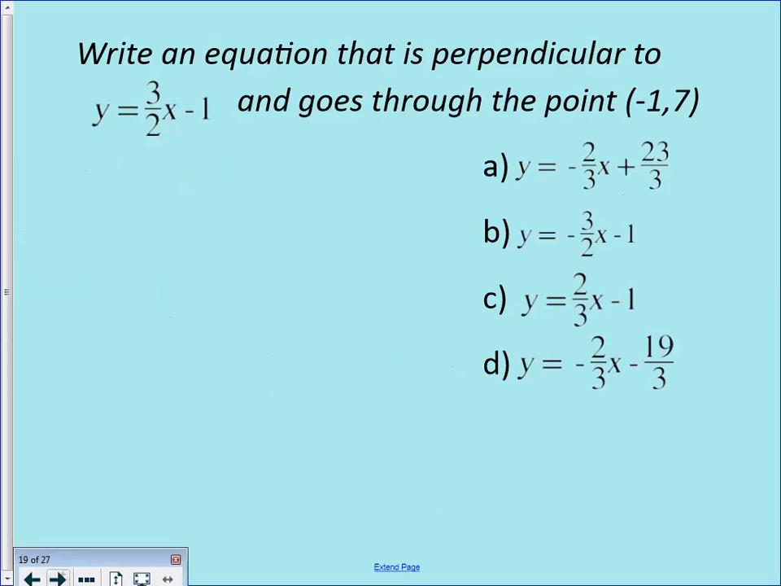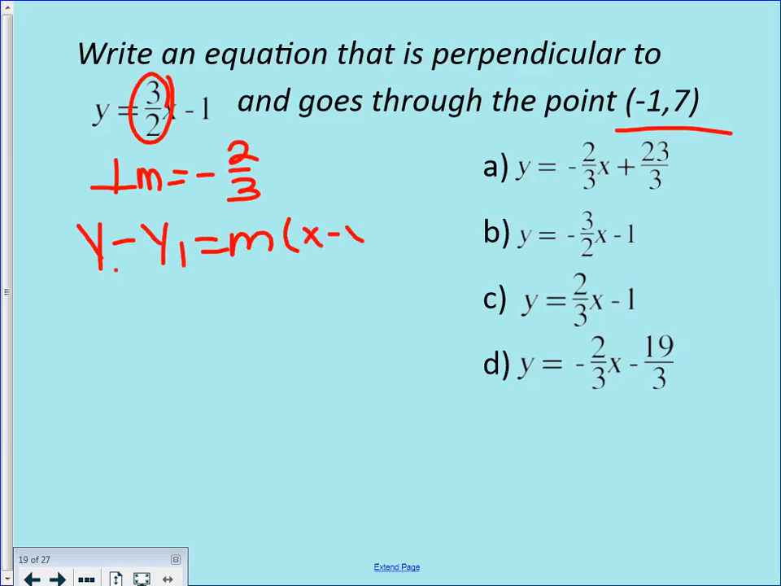All right, so just like Friday, sometimes you're going to be asked to write equations that are perpendicular to another equation and go through a point. Same thing as Friday. Identify your slope, but in this case, I have to make it perpendicular. So I was positive, now I'm going to be negative. I need to flip my fraction to be 2/3. I need to go through the point negative 1, 7. So y minus y1 equals m, x minus x1: negative 2/3 for m, x plus 1, y minus 7.